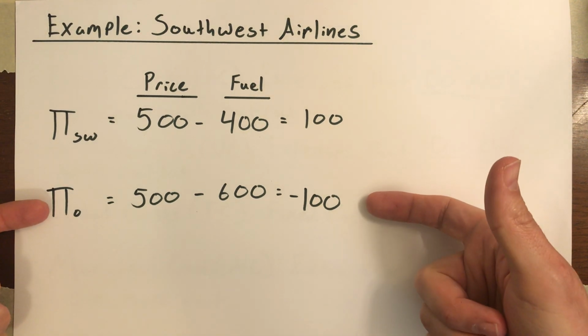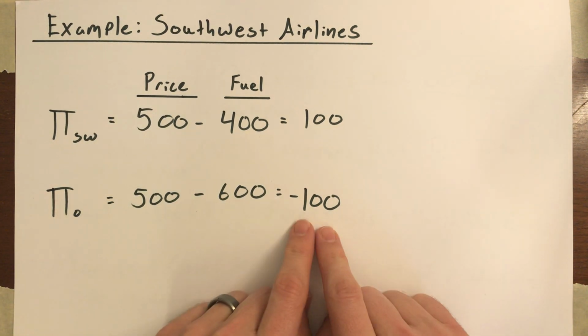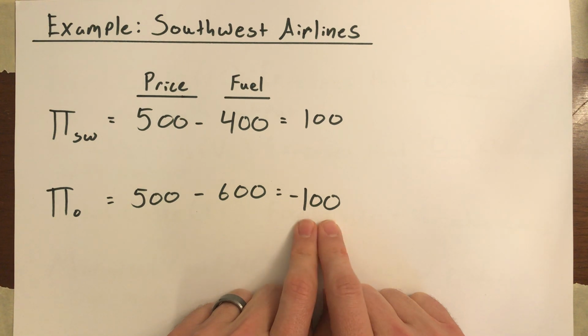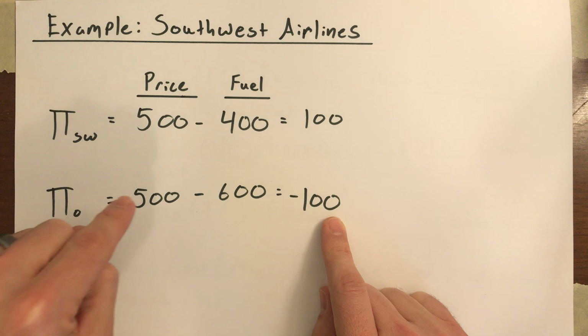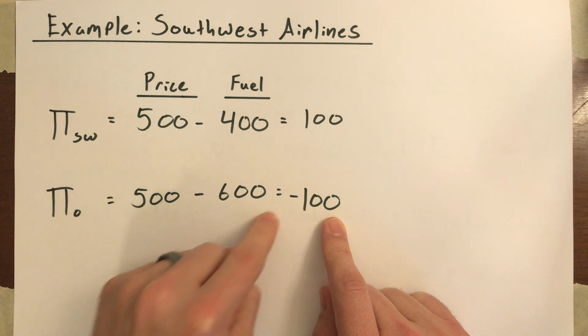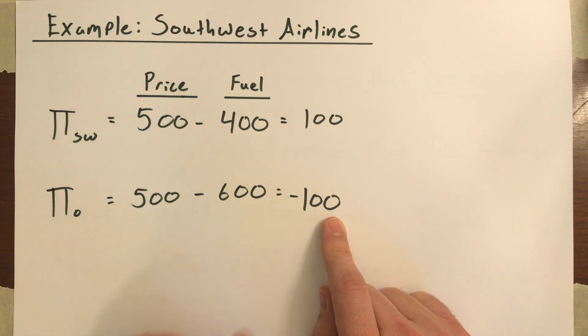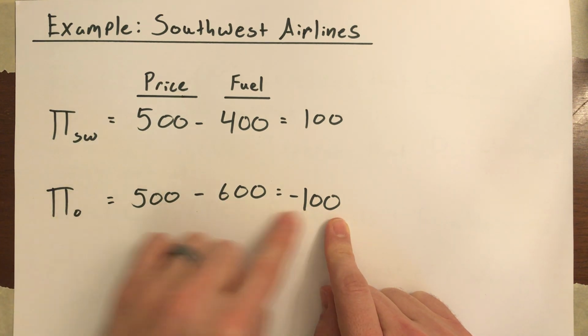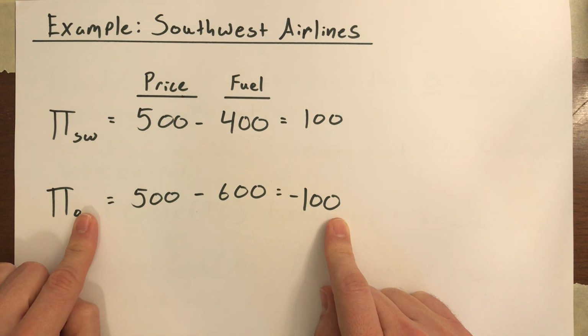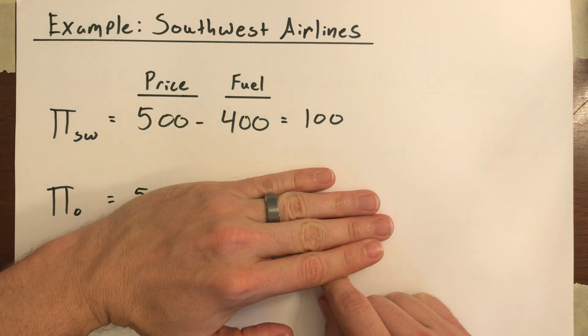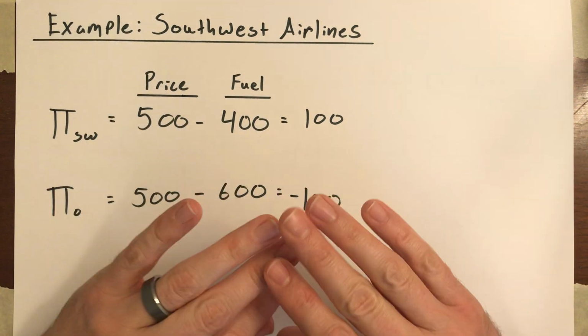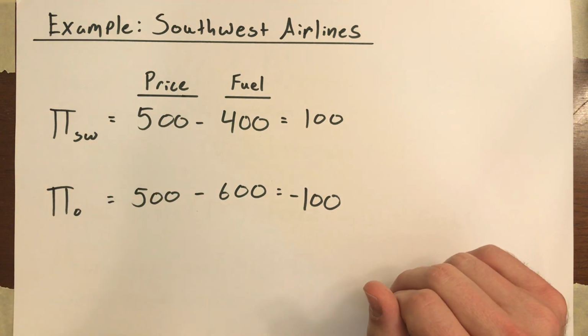Well, for the other airlines, it looks pretty obvious, right? They're losing money on every flight. Every passenger is costing them $100. And so assuming that they expect this price and this fuel cost to stay the same for an extended period of time, no, the other airlines should not be flying between Los Angeles and Seattle. They should obviously shut down. Let's assume for the moment that that doesn't affect the price that Southwest Airlines can charge.